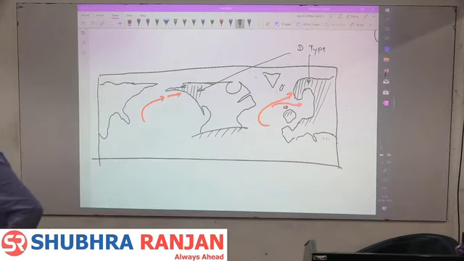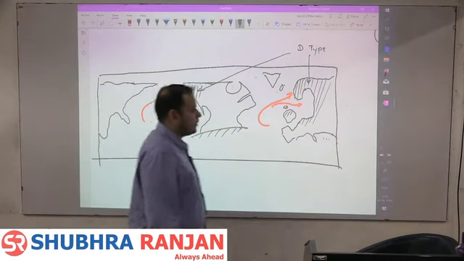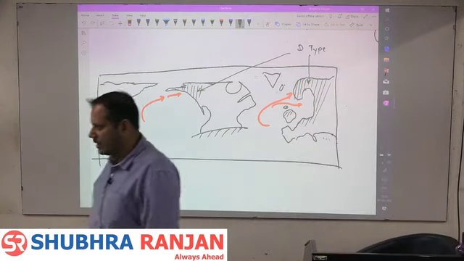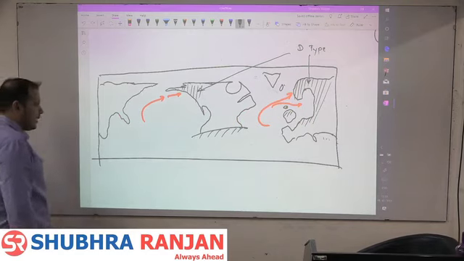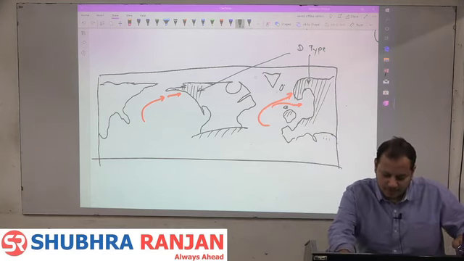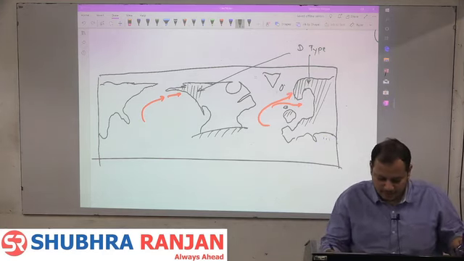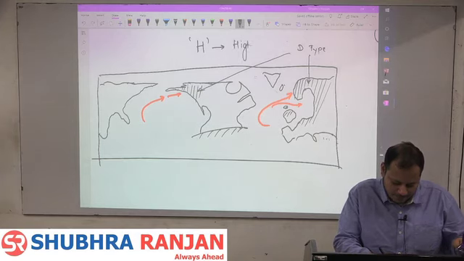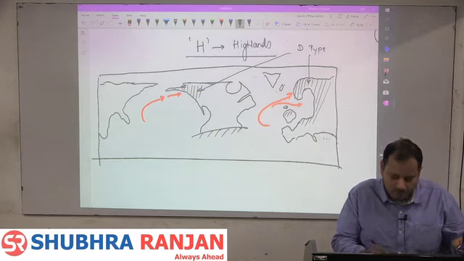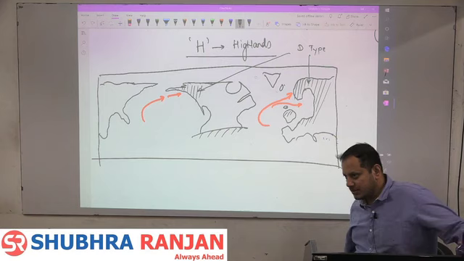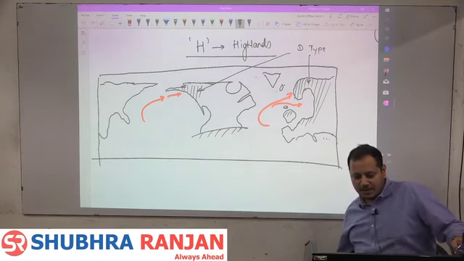The last point before we write the conclusion. Later on, Trewartha also added the H type of climate, to show the climatic conditions in the highlands or mountains.